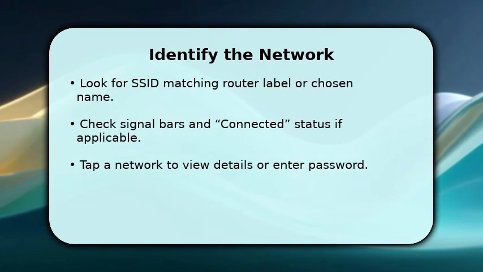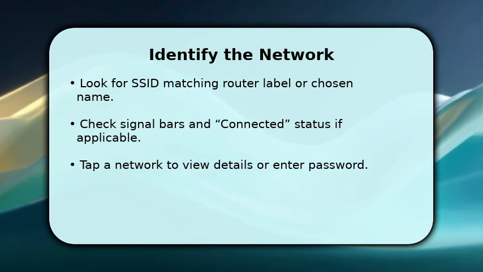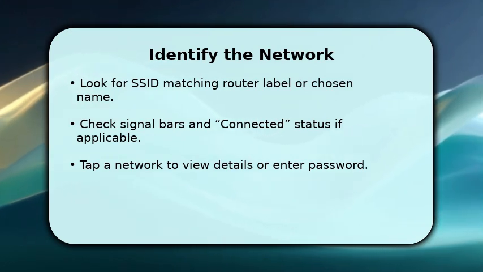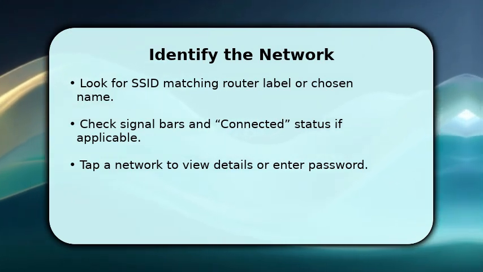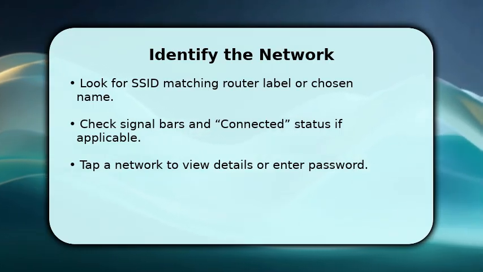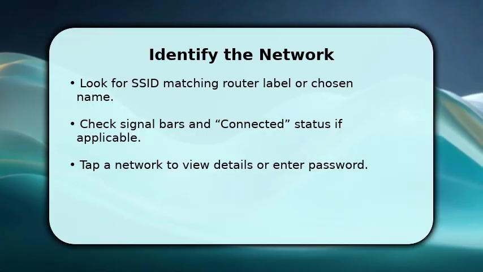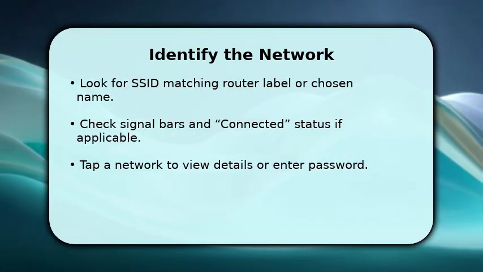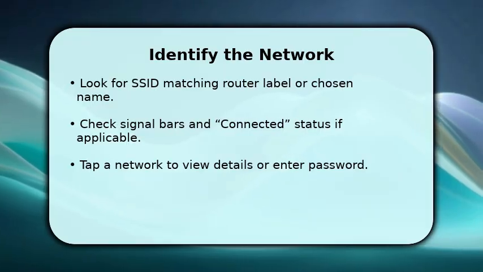Now you'll identify the correct SSID. Match the name to the router label or the name you gave it. Strong signal bars indicate proximity. A connected label means your iPhone already uses that network. If multiple similar names appear, pick the one with stronger signal or the exact label on the router.